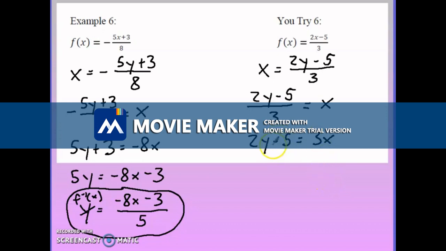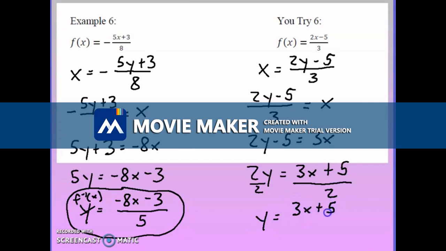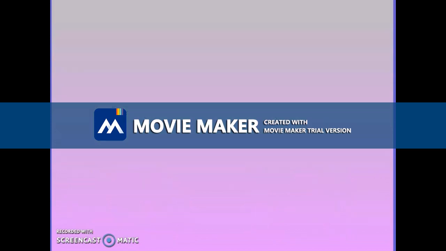Now, the subtract the 5 becomes add 5 to the other side. So 2y equals 3x plus 5. And finally, with the 2y, we can just divide everything by 2. So y would equal 3x plus 5 over 2. All right, so that should be the end of it.